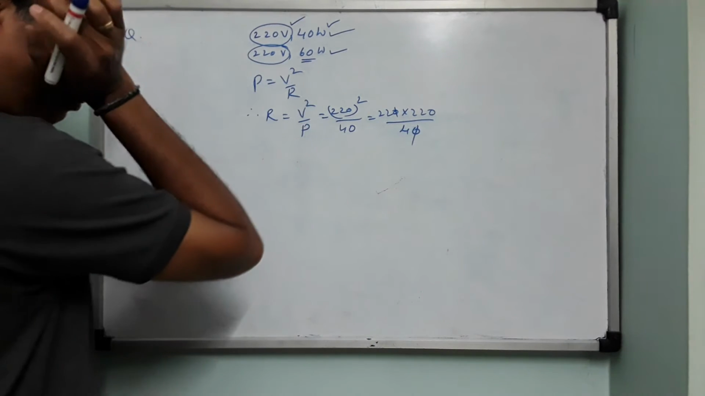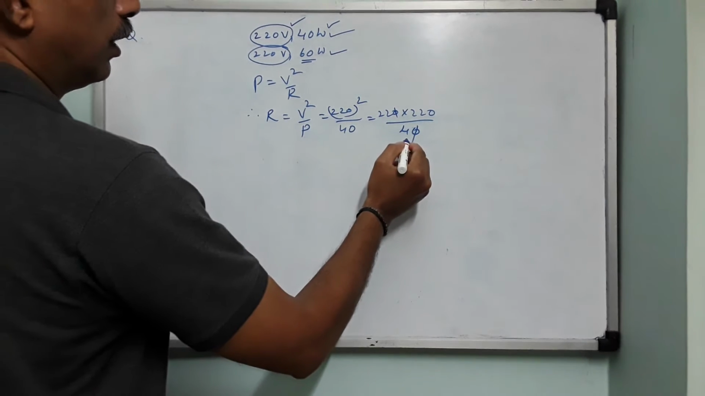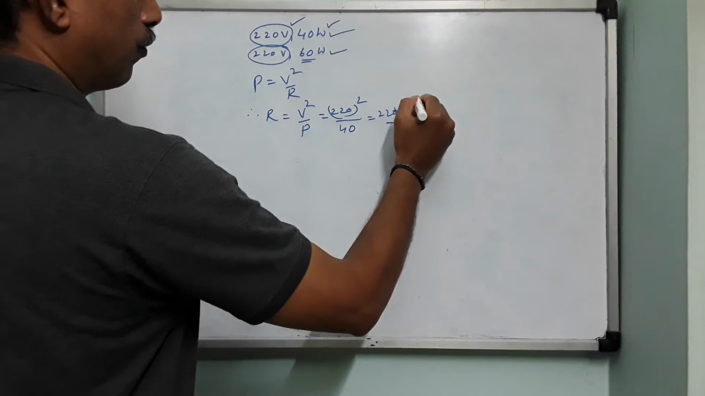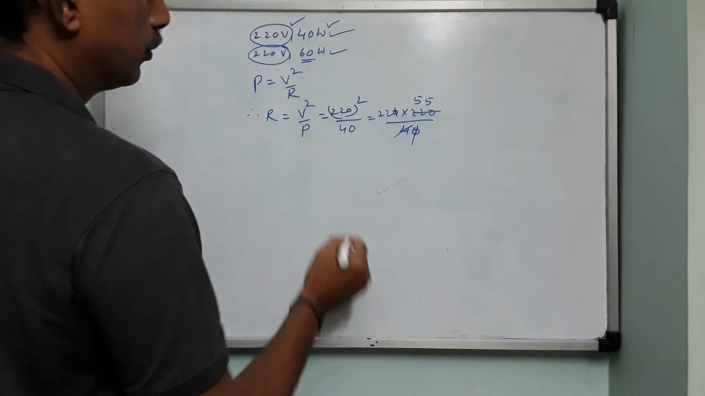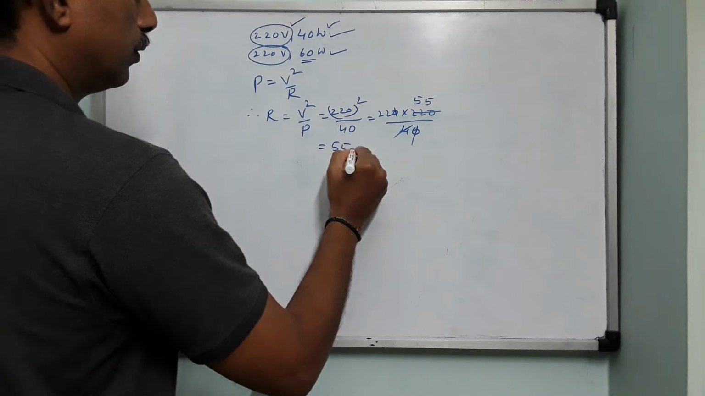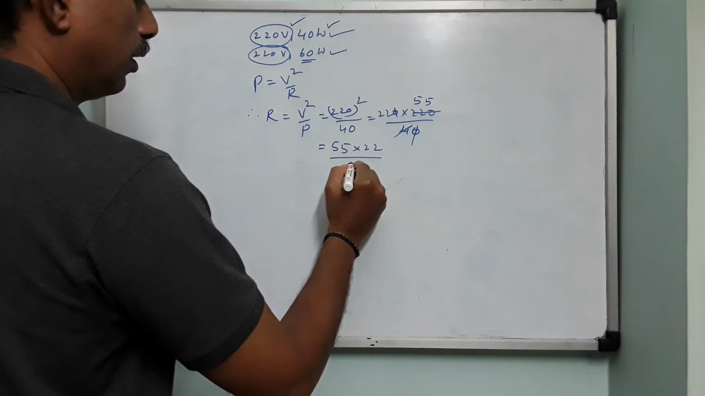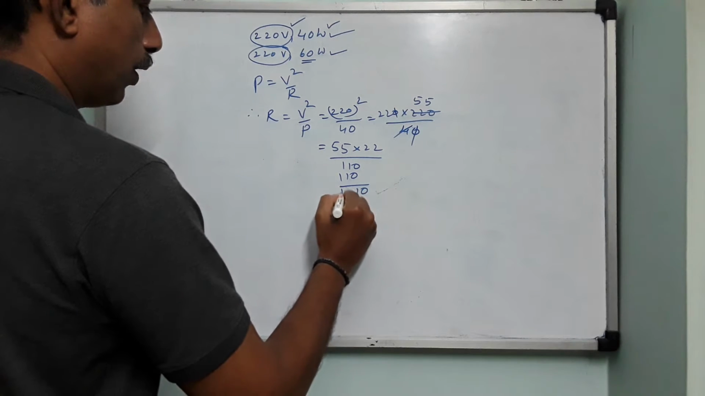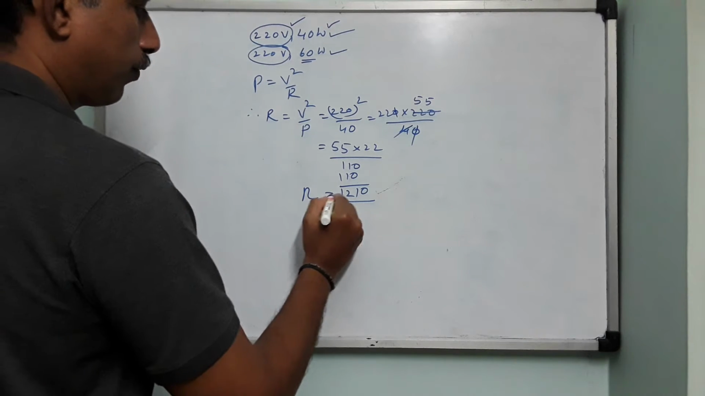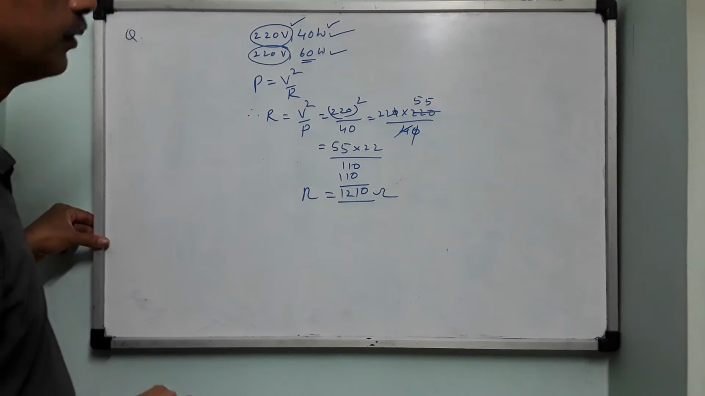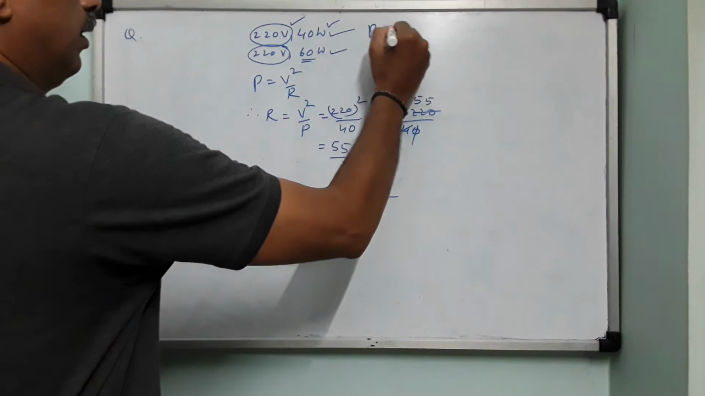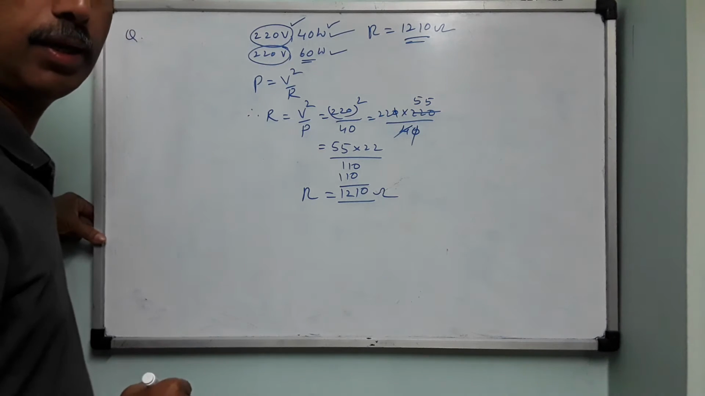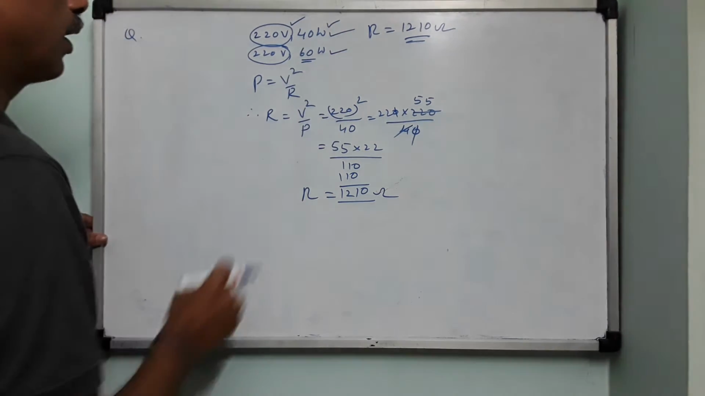This 4 can cut here. 4 5s are 20, 4 5s are 20. So you have 55 into 22. Therefore this is 110 and here is another 110. So the resistance of the filament is 1210 ohm. This filament's R will be 1210 ohm. This will not be given anywhere in the information. This we need to calculate.